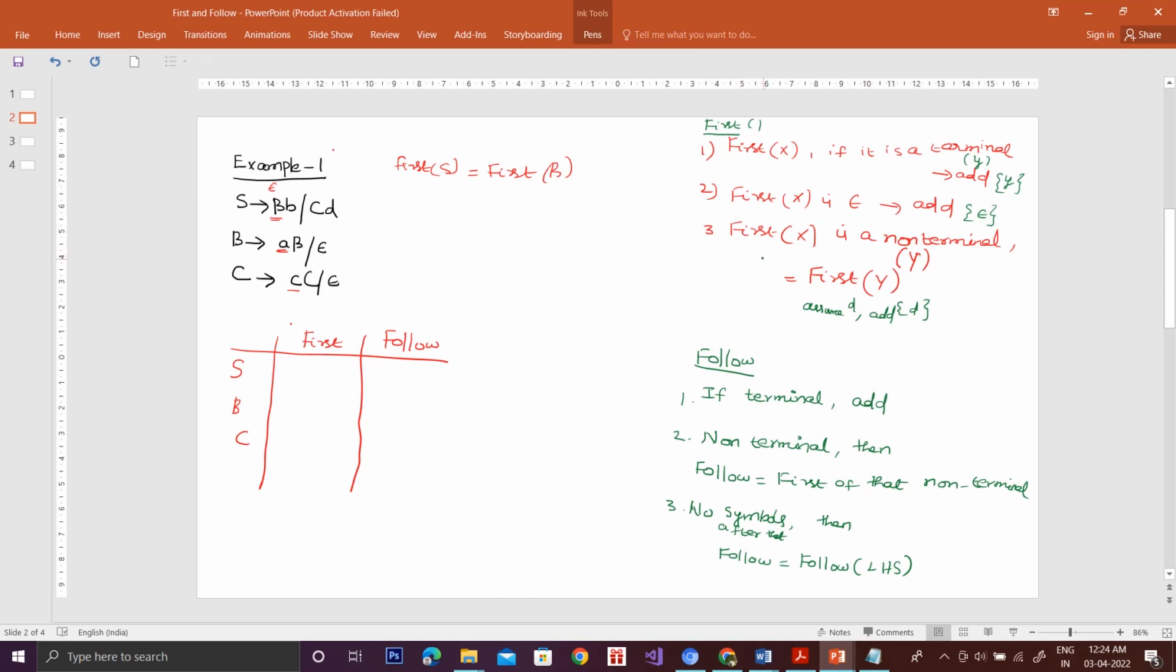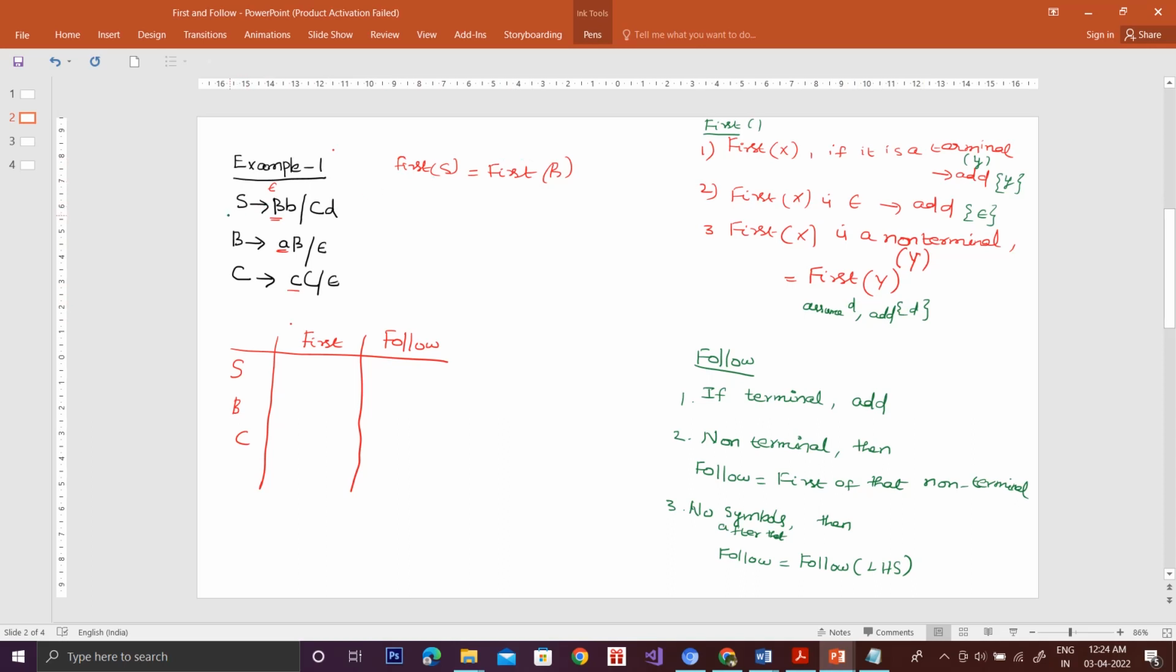If first of X is a non-terminal, for example capital Y, then find out first of that Y. Suppose we assume that first of Y is small d, then add that small d.